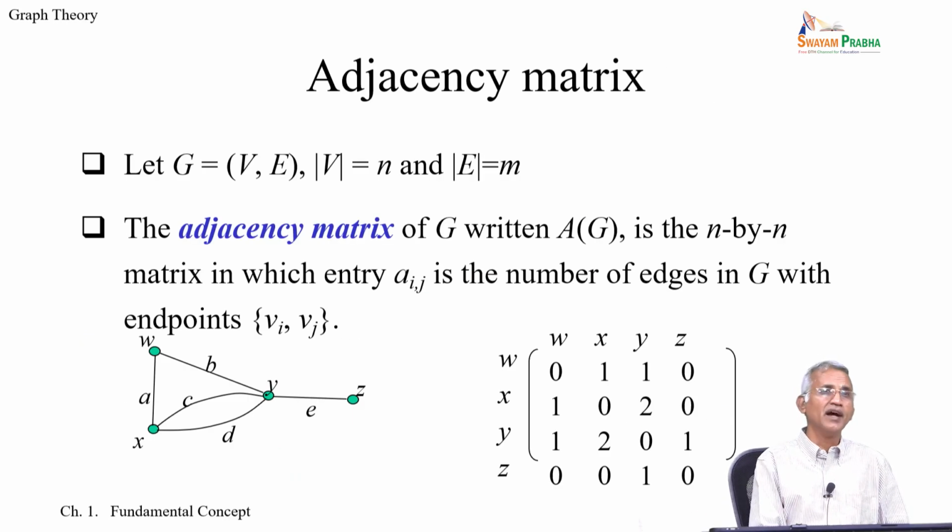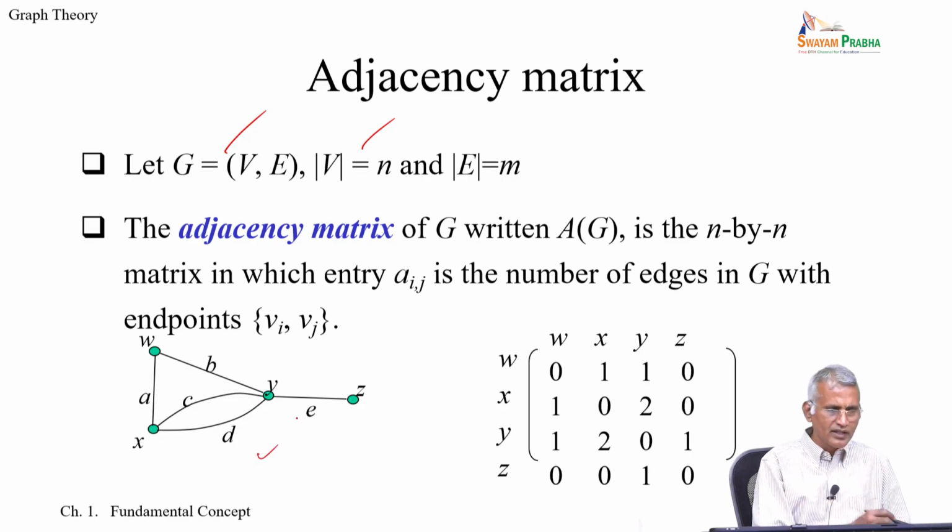Next, adjacency matrix. You take a graph G, which consists of vertices and edges. The number of vertices is the cardinality of V, equal to n. The number of edges of E is m. Now, the adjacency matrix of G, A of G, is an n cross n matrix in which entry Aij is the number of edges in G with endpoints Vi, Vj.